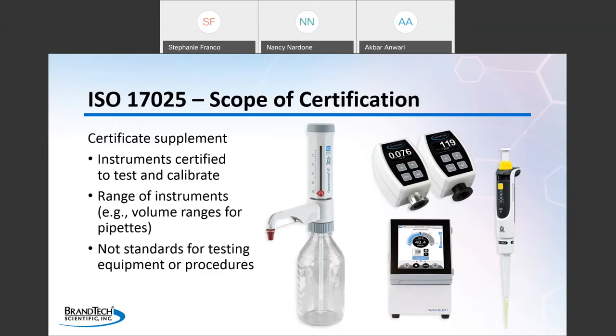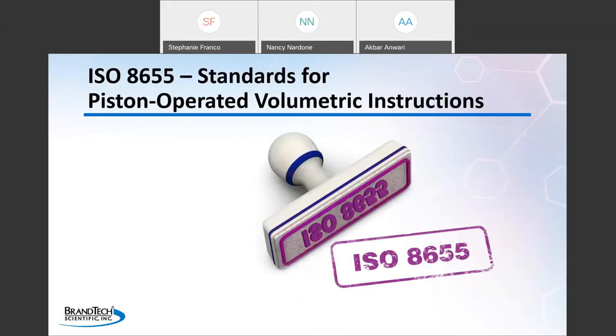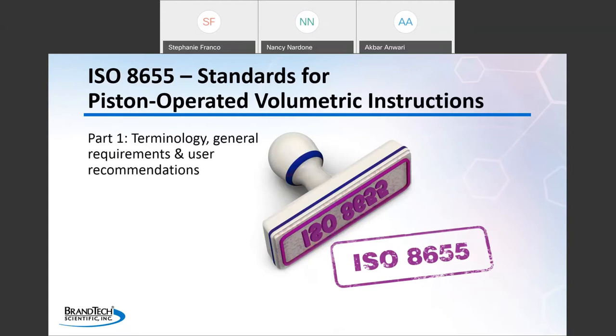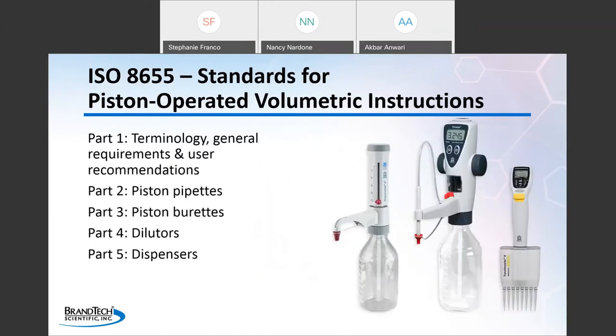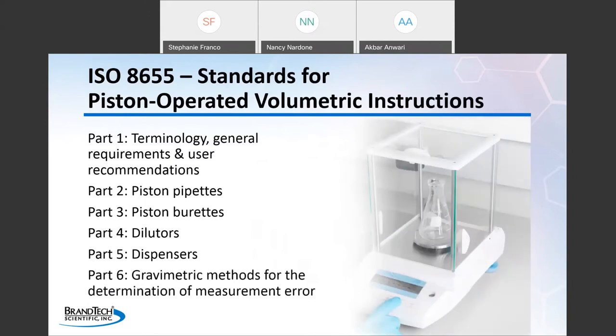ISO 8655 is the standard for piston-operated volumetric or liquid handling instruments, such as pipettes and bottletop dispensers, and it has multiple sections. Part one defines the terminology, requirements, and recommendations. Parts two through five provide the standards for each type of instrument. And part six describes the actual testing or calibration of those instruments. So parts two through five lay out the specifications for each of the instruments, while part six provides the actual details for how to determine if an instrument is meeting those specifications.